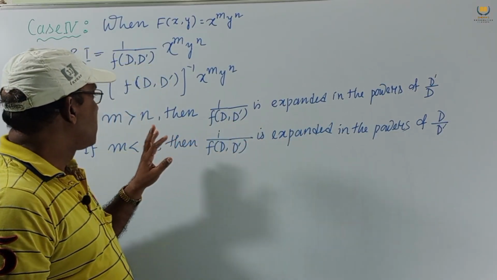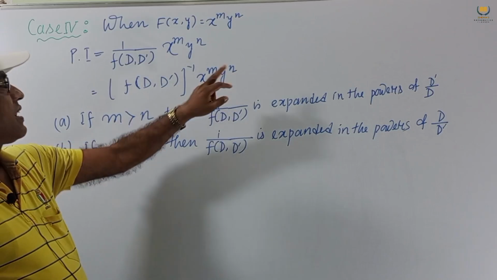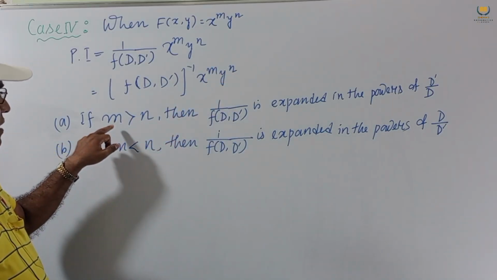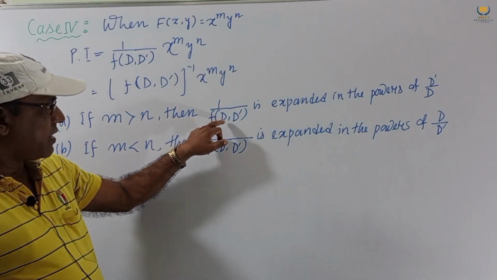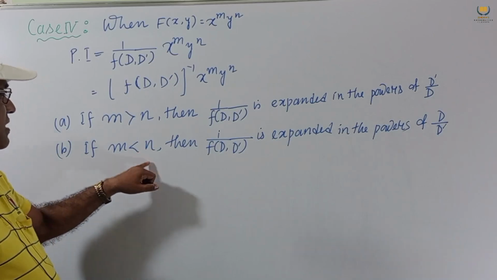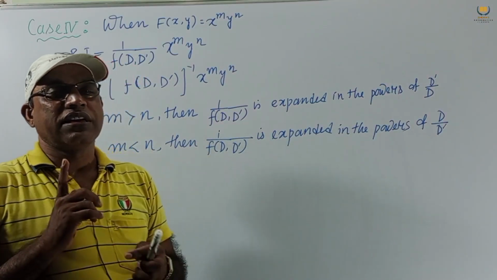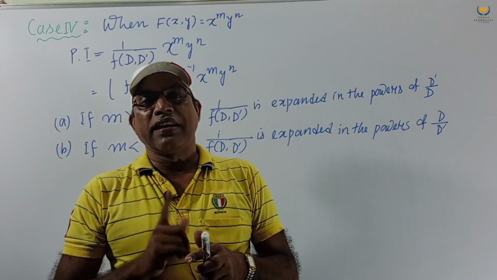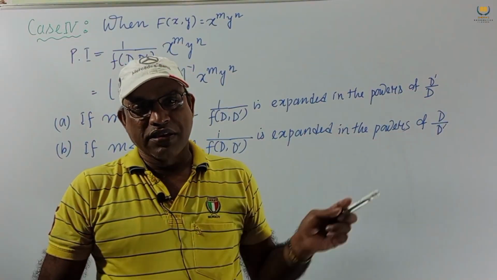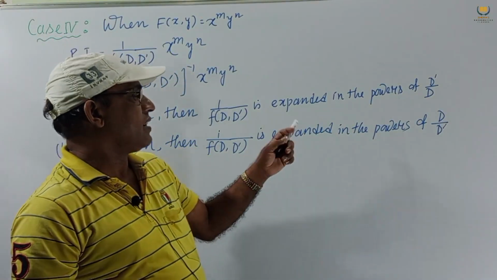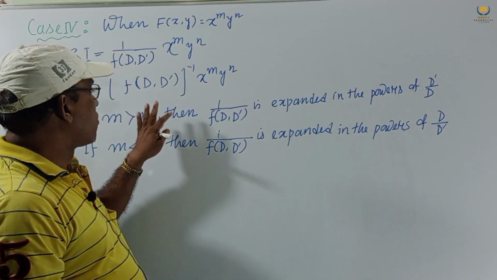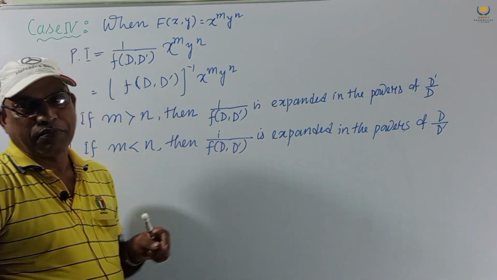Thus, you have to remember: m greater than n means we take D common, and m less than n means we take D dash common. And we solve in this way. D dash is for y, and D means the x coefficient. So we write it in this way. These are the rules. Let us consider our problem.